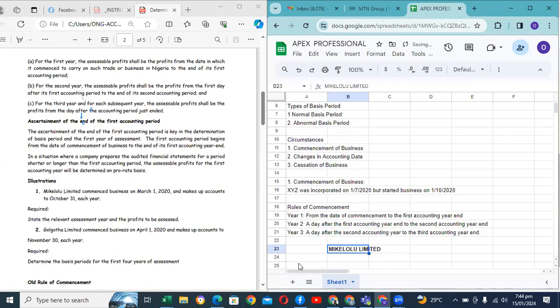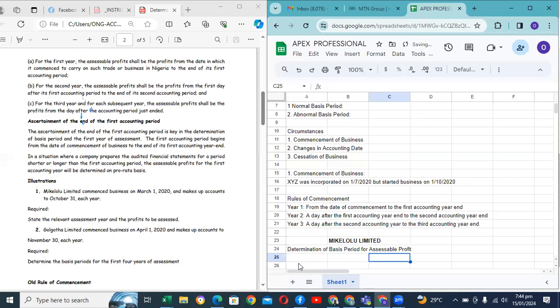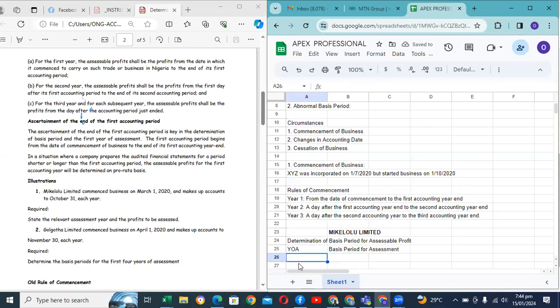So, determination of basis period for assessable profit. Is that clear? I have the year of assessment. In the exam, this is permitted: you can put YOA instead of year of assessment. Then you can use basis period for assessable profit. I will do the year of assessment first because I have to be careful. So let's echo the rule together.